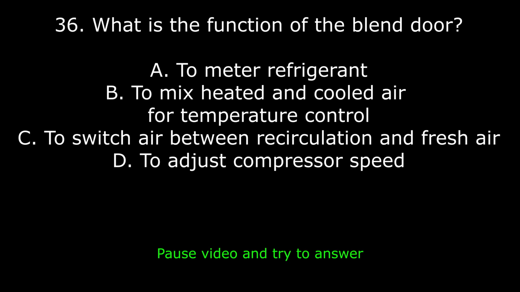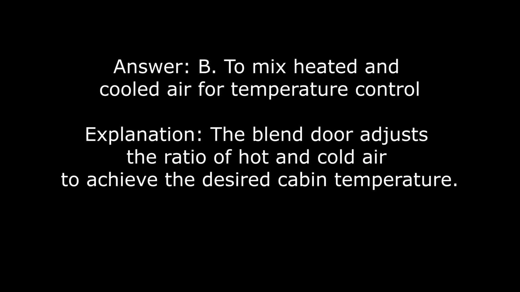36. What is the function of the blend door? A. To meter refrigerant. B. To mix heated and cooled air for temperature control. C. To switch air between recirculation and fresh air. D. To adjust compressor speed. Answer B. To mix heated and cooled air for temperature control. Explanation: the blend door adjusts the ratio of hot and cold air to achieve the desired cabin temperature.